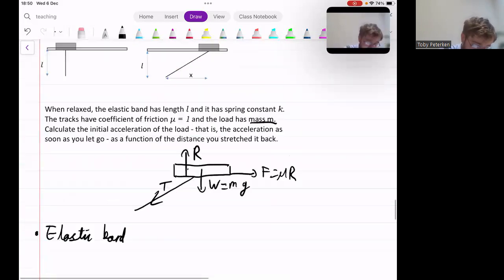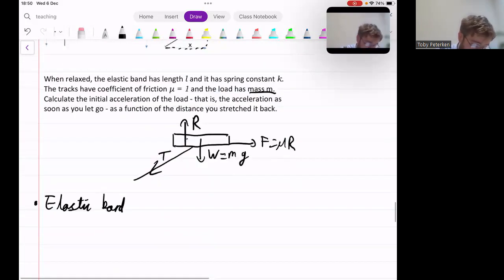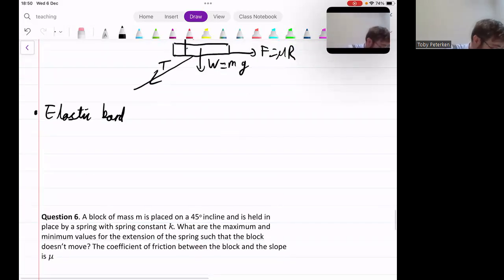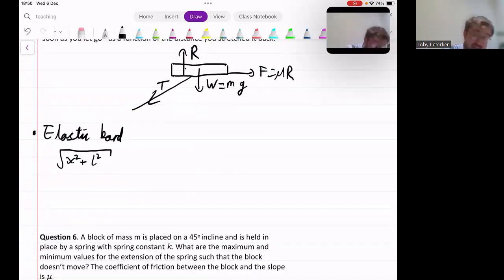The length of the elastic band, after it's been stretched, we can use Pythagoras' theorem for. So the length of the elastic band is the square root of x squared plus L squared. However, that doesn't tell us how much it's been stretched by. I think an elastic band, when it's completely unstretched, still has a length, and that length was L. So the amount it's been stretched is the square root of x squared plus L squared, take away the initial length.